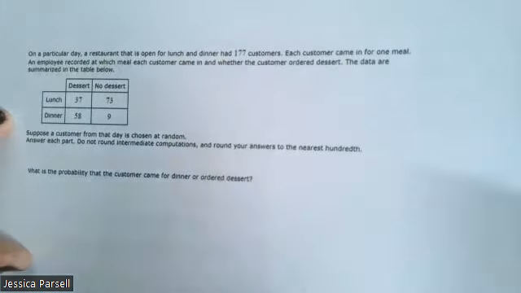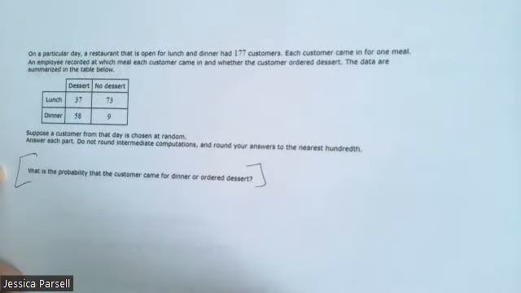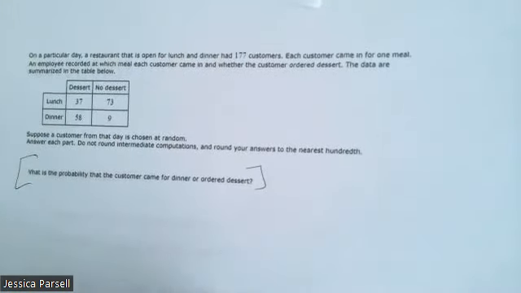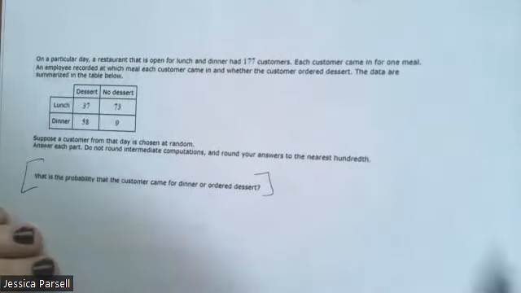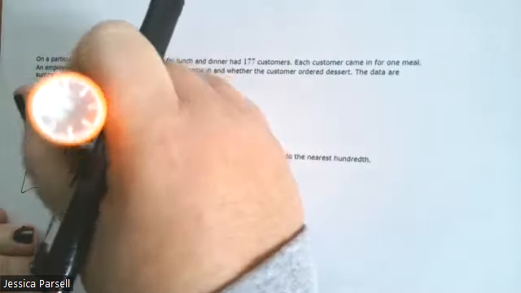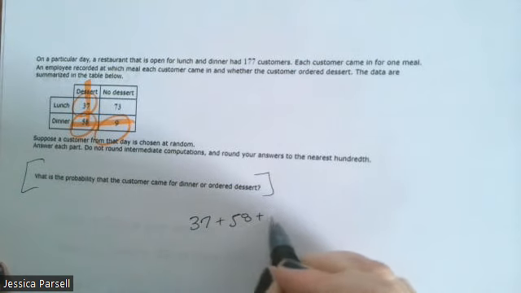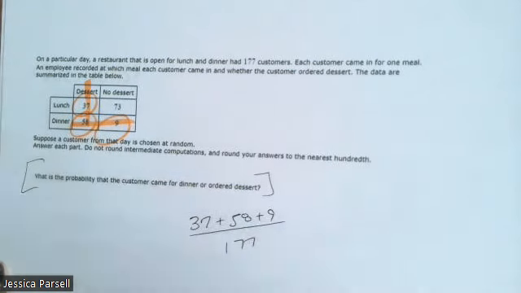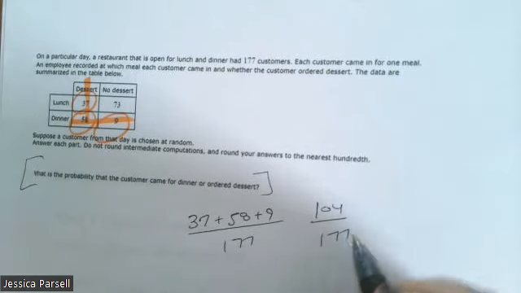Okay, same chart, but this time they're asking what's the probability that the customer came in for dinner or ordered dessert? Well, in that case, we want to take a look and see that they came in for dinner, but they also ordered dessert. So it's going to be 37 plus 58 plus 9 over 177. So let's see what that is. 37 plus 58 plus 9 is 104 over 177.